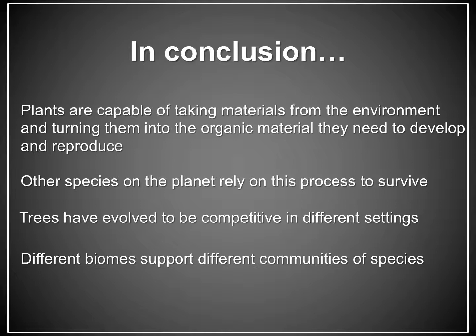And so just to wrap it up, trees are autotrophs. They are primary producers. They produce their own food through photosynthesis, and this is essentially the start of the food chain. So most other species rely on this process to survive. All trees have developed different competitive strategies to remain viable within various ecological settings. And as we went over last week, different biomes support different species for this reason.